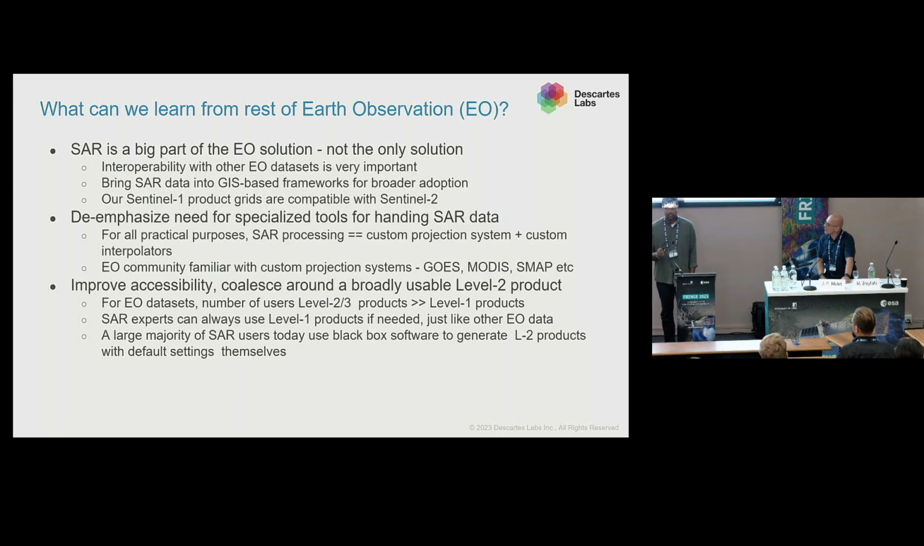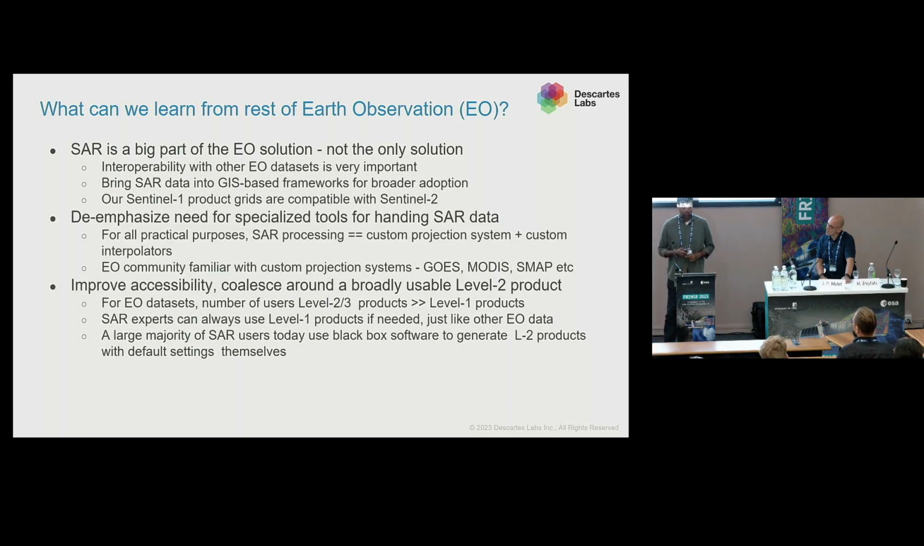The Earth observation community is very comfortable with map projections. There are plenty of sensors out there that use weird map projections: SMAP, GOES, MODIS. They have no problem with that. And it's part of the communication. You communicate to them that what you have is a weird map projection, they get it. I think that eases the barrier to entry.